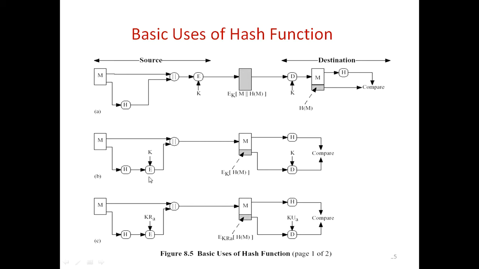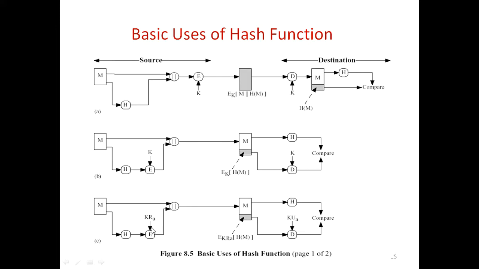Second case: apply the hash function, encrypt the message digest using the secret key, then append it to the plain text. Previously, both were encrypted together, but here only the hash code is encrypted. On the receiver side, decrypt the hash code, then compute the hash code from the given plain text after applying the hash function. The new hash code and the received hash code are compared together.